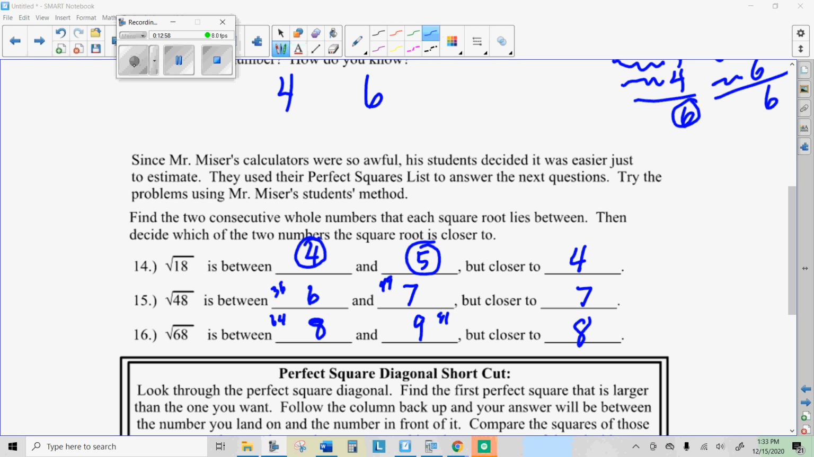All right, so the square root of 36 is 6, the square root of 49 is 7, so I know we're between 6 and 7, but we're closer to 7 because 48 is closer to 49, 7 times 7. Likewise, the square root of 68 is somewhere between 8 and 9, but closer to 8 because 68 is closer to 64 than it is to 81.